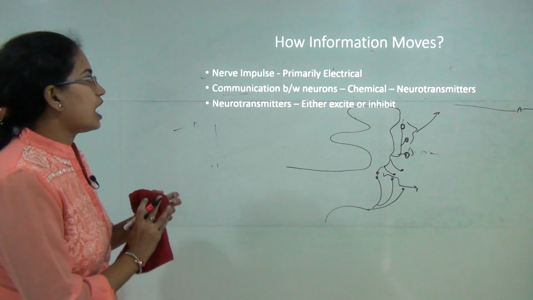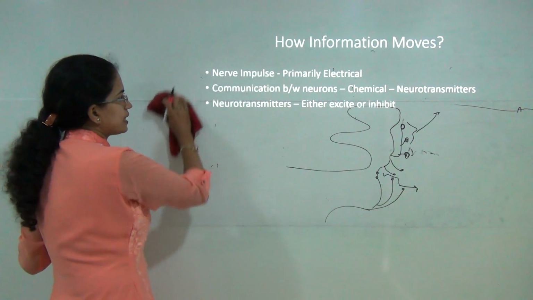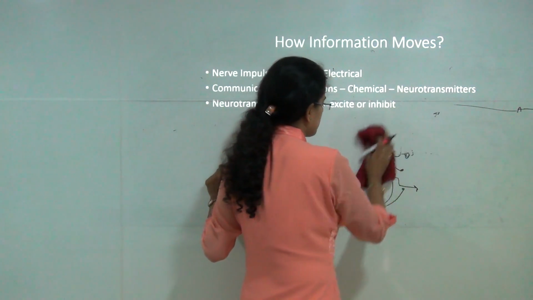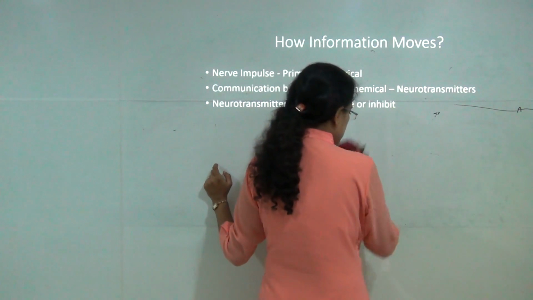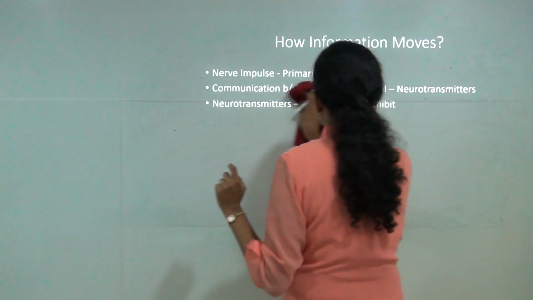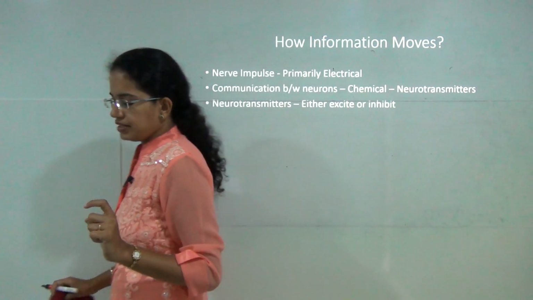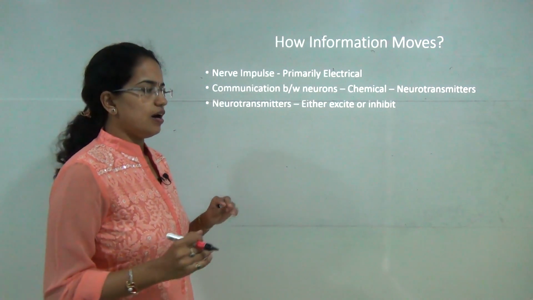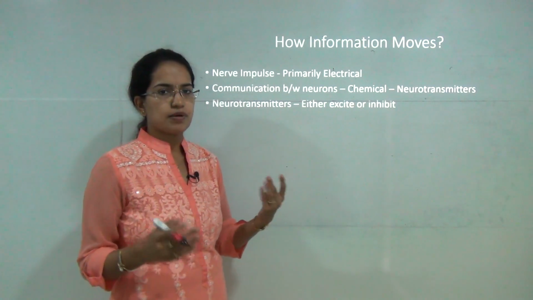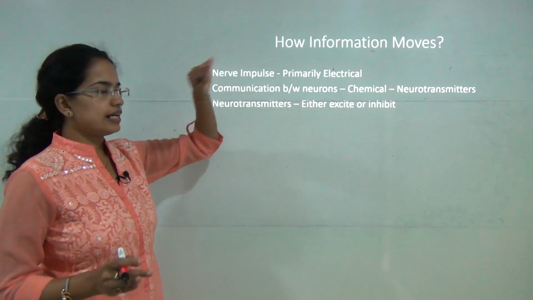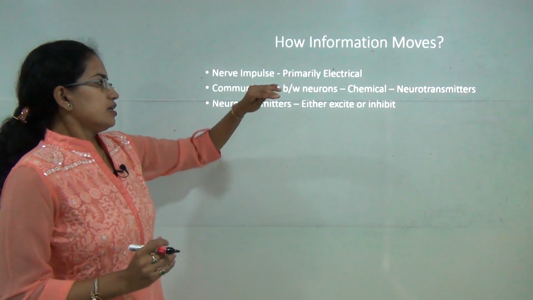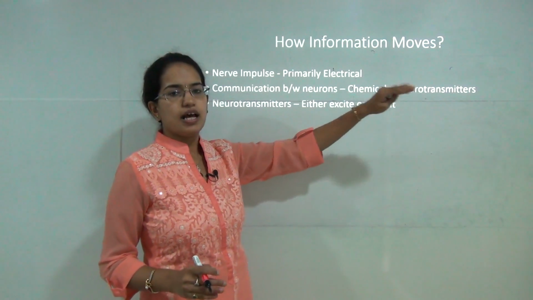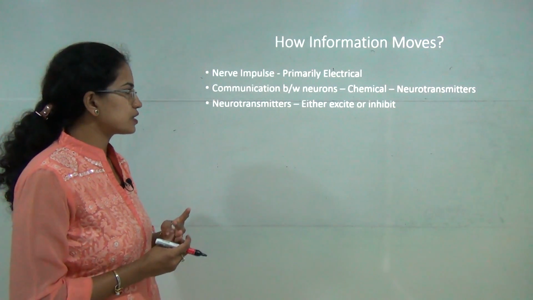Now the next is how information moves. I already explained how the information works around. So there would be either a kind of electrical impulse or a chemical response. Now the electrical impulse or the neural impulse would be discussed in a separate session because we will be talking about the action pump in detail. So it is primarily electrical in nature for now. There is communication between the two neurons, which is chemical and which is carried out by neurotransmitters.